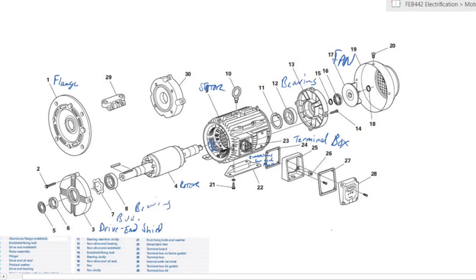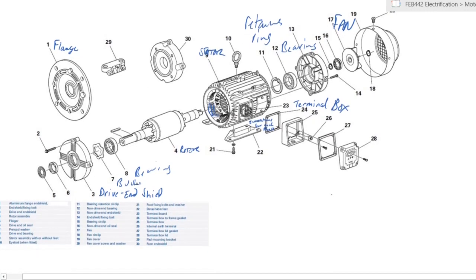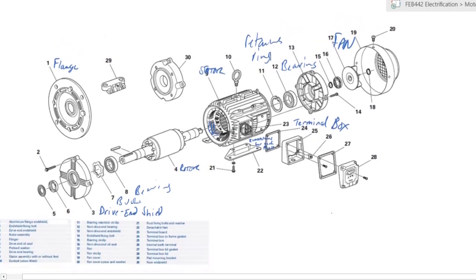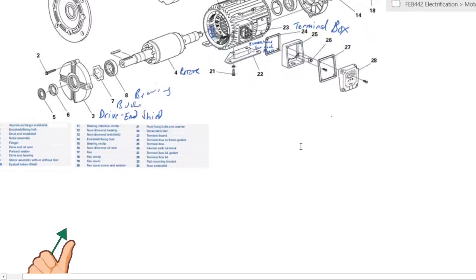This is a bush, a spring bush. Then you have number 11, a retaining ring, and so on and so forth. There are various other components that you can look at. I will share this diagram and you'll be able to see what the components of the 3-phase induction machine are.